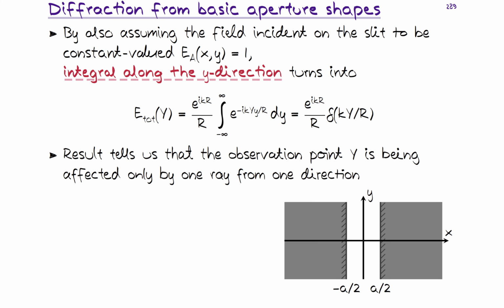What this result tells us, looking at the observation point capital Y, is a physical interpretation: we only see a single ray originating from one single direction. This direction k prime is what is inside the argument of the Dirac delta function, k_y over R, and this can be rewritten as k times sine theta_y, so that we can more easily see that this really is just one single ray of light associated with one direction of propagation. So this is what we have here.